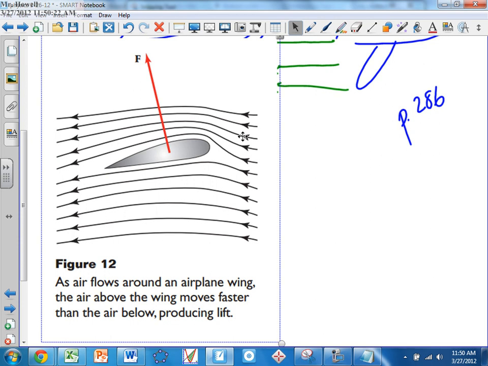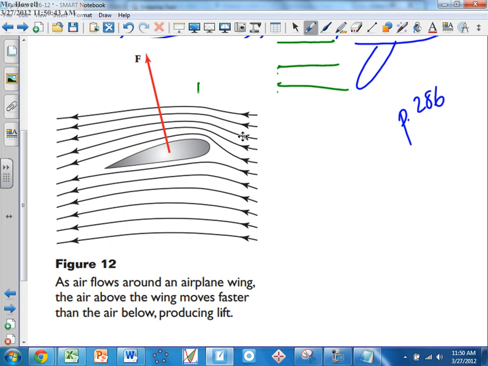What you have here is an imbalance of pressure. If you want to just read, it says, as air flows around the airplane wing, airfoil, they don't use the word here, it's not a technical book, the air above the wing moves faster than the air below. Now, if the air above is moving faster, there's a low pressure up here. And here, there's a high pressure. Because again, we just said a minute ago, as the velocity goes up, the pressure goes down.